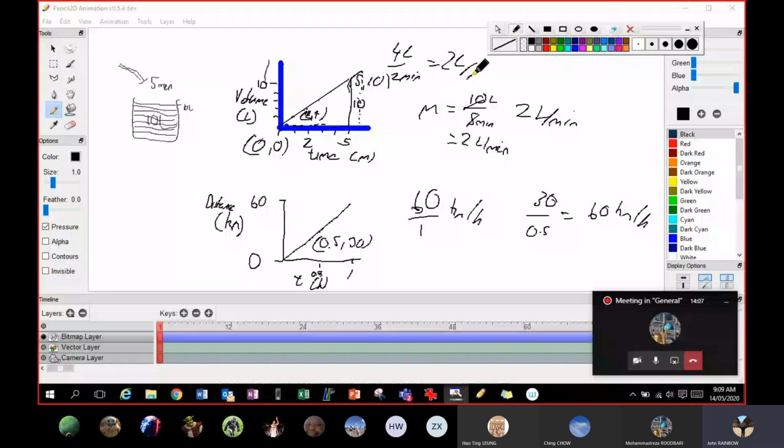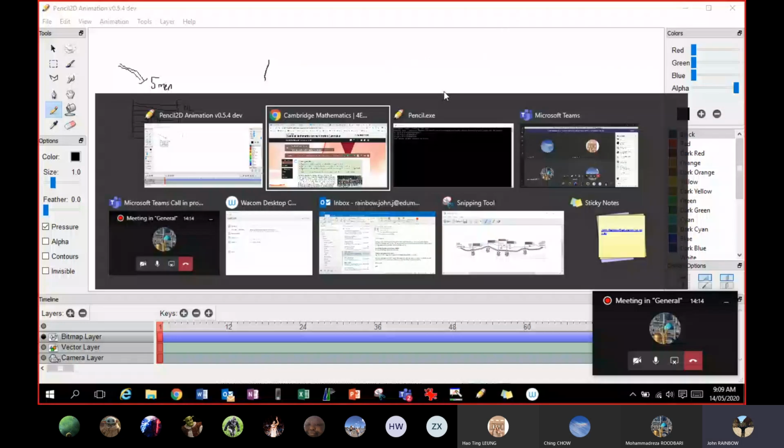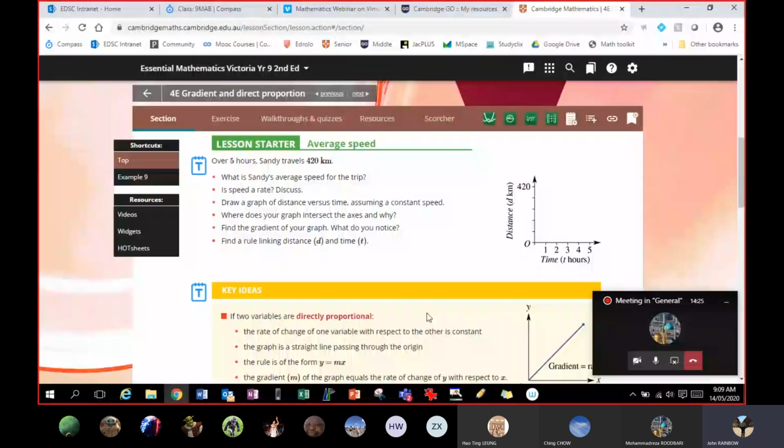So let's just have a quick look at this one. Over 5 hours, Sandy travels 420 kilometers. So if she travels 420 Ks in 5 hours, we want to discuss her speed. Well, her speed is how fast, considering she travels 420 Ks. So from here, she would have started at 0, and then after 5 hours, she traveled 420 Ks. Now, what's her average speed for the trip?